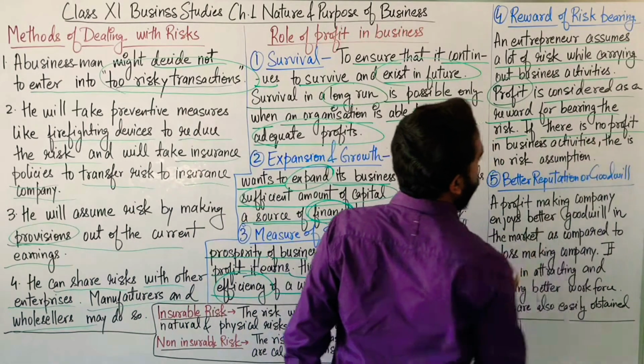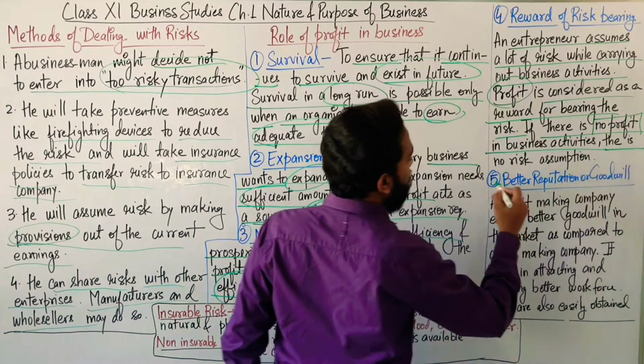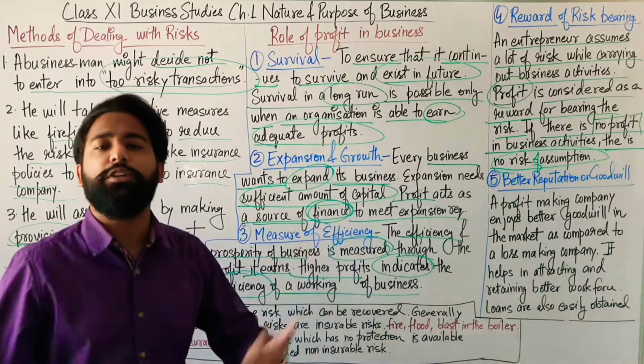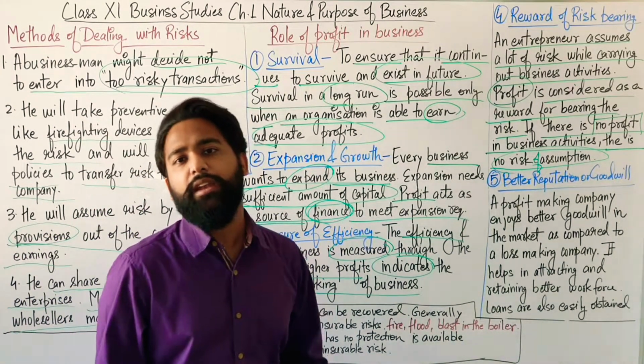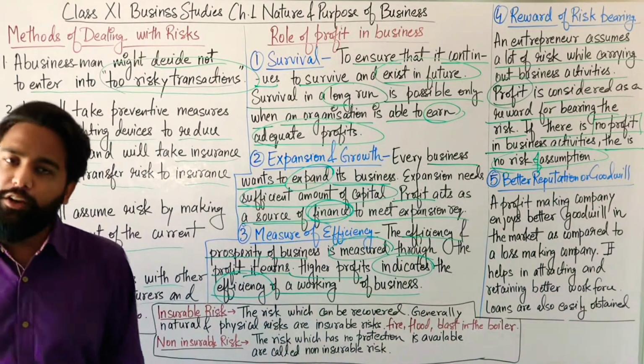If there is no profit in business activities, there is no risk of assumption. There is nothing we can assume as our risk. If I am not having profit, it means I have not assumed any kind of risk.